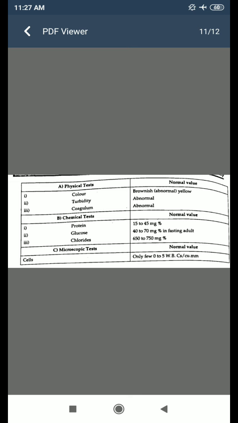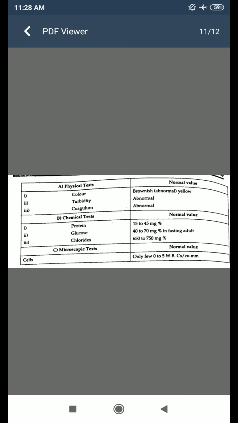In chemical test, first protein 15 to 45 mg%, then glucose 40 to 70 mg% in fasting adults. Then chlorides 650 to 750 mg%. Then microscopic test is cells, only a few, 0 to 5 WBC per cumm.